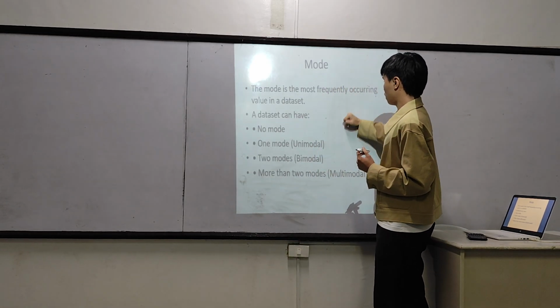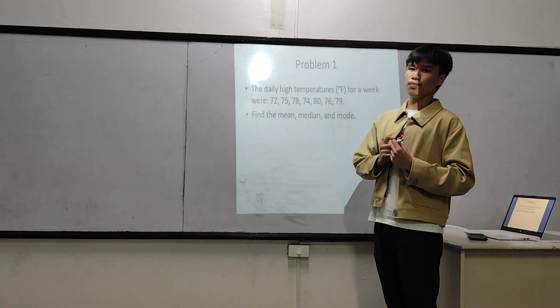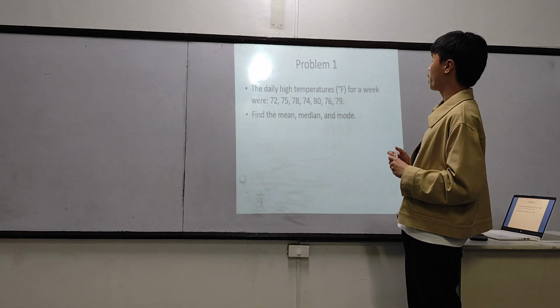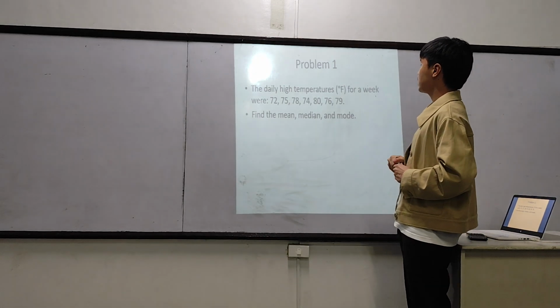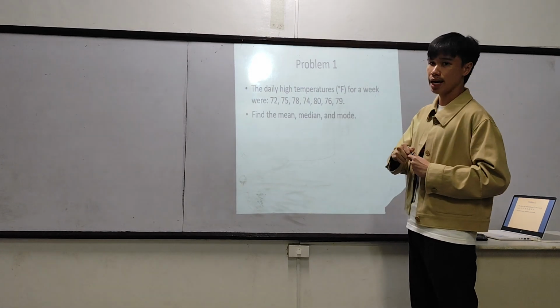Now let's try to solve some problems. First is problem 1. The daily high temperatures in Fahrenheit for a week were 72, 75, 78, 74, 80, 76, and 79. Find the mean, median, and mode.